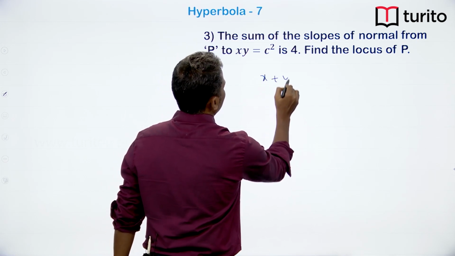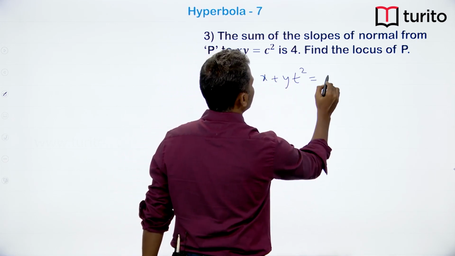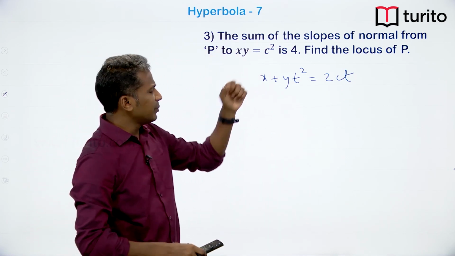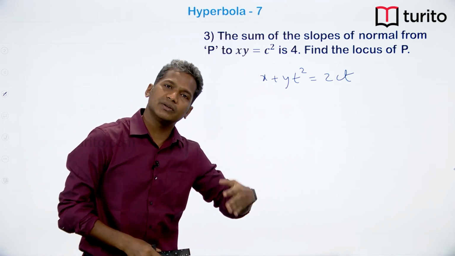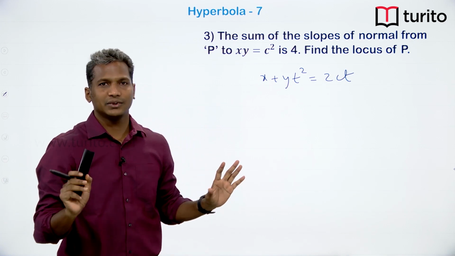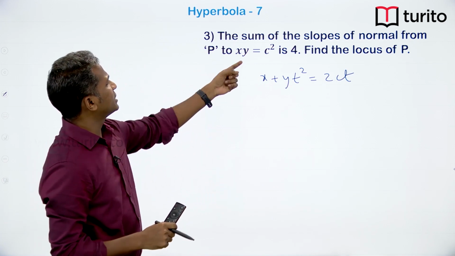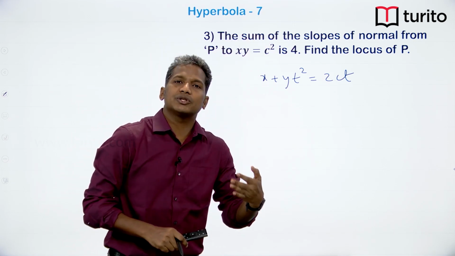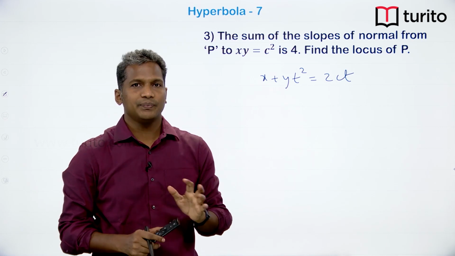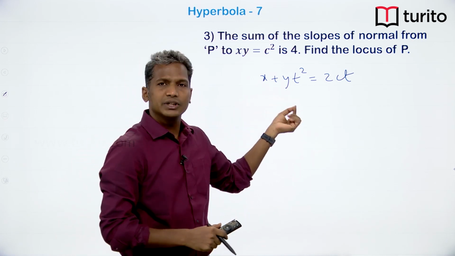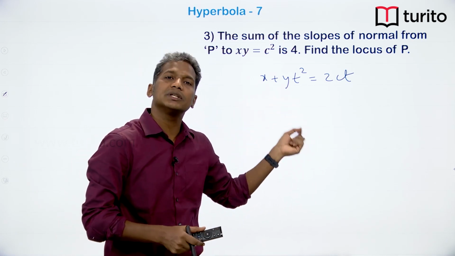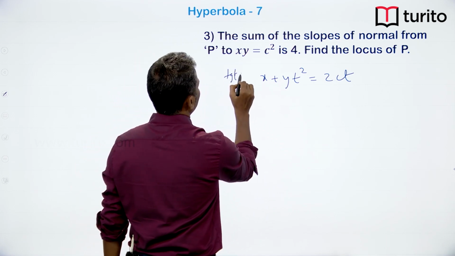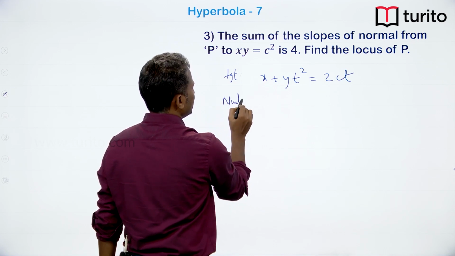X plus yt square is equal to 2ct. Even if you don't remember this, you can start from s1 equal to 0, it does not matter. Because here the question is about slopes, the problem must be solved using slopes. So we will convert this equation to normal and then that equation into the slopes. So this is our tangent. Now we are finding the normal.